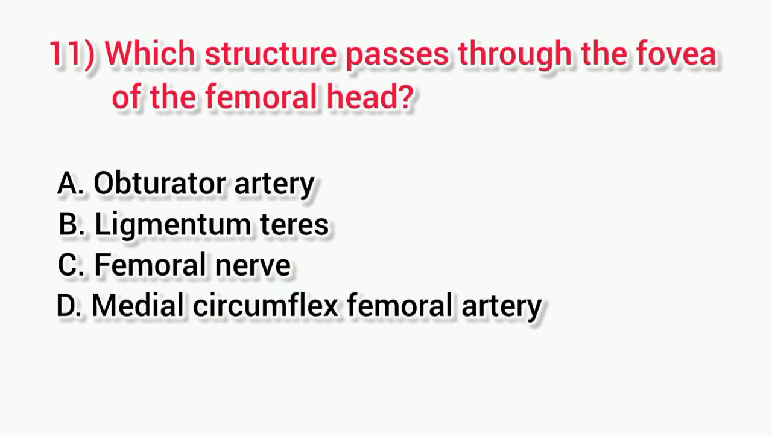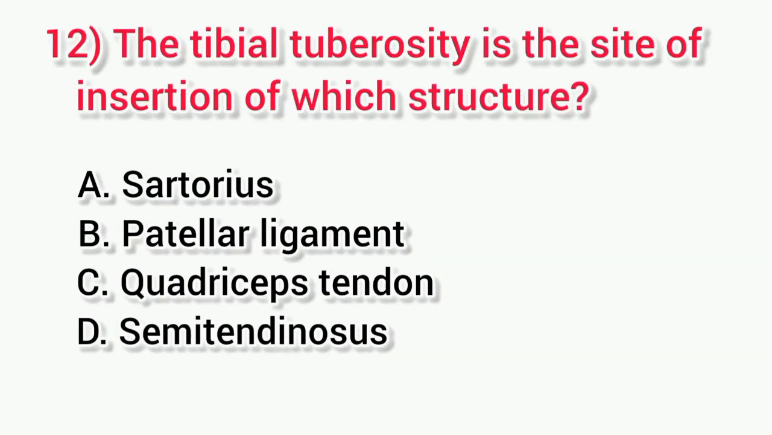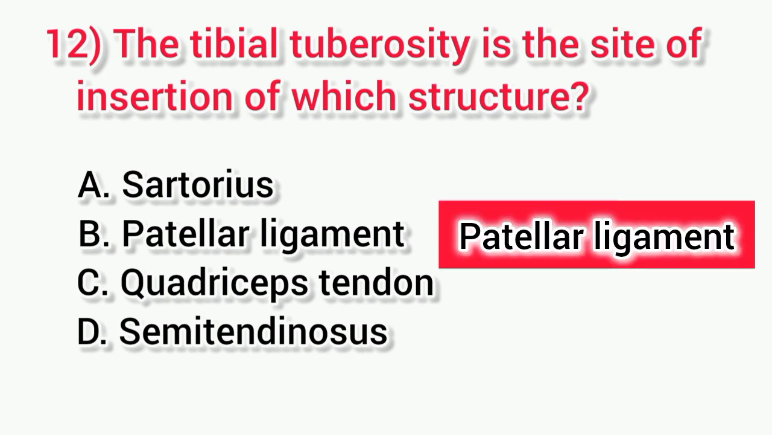Which structure passes through the fovea of the femoral head? The correct one is option B, ligamentum teres. The tibial tuberosity is the site of insertion of which structure? The right one is option B, patellar ligament.